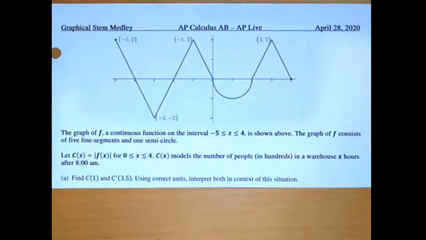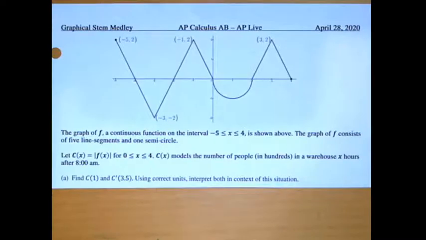All right, here's that Luna wipe. No, actually, I'm going to do swipe. So let's see what this does. Okay, so here we go. The graph of f is a continuous function on the interval from -5 to 4, as shown above. The graph of f consists of 5 line segments and 1 semicircle. Let c of x be the absolute value of f of x. For 0 to 4, c of x models the number of people in hundreds in the warehouse x hours after 8 a.m.